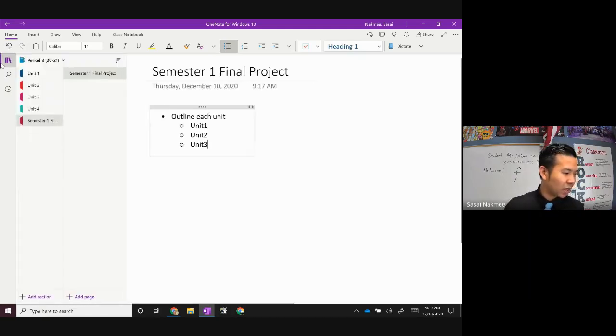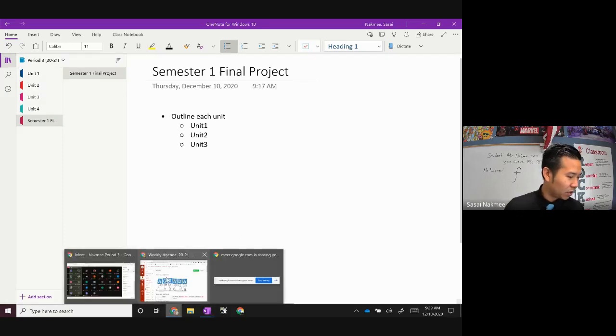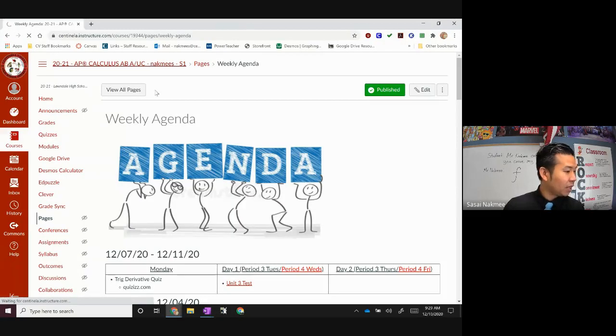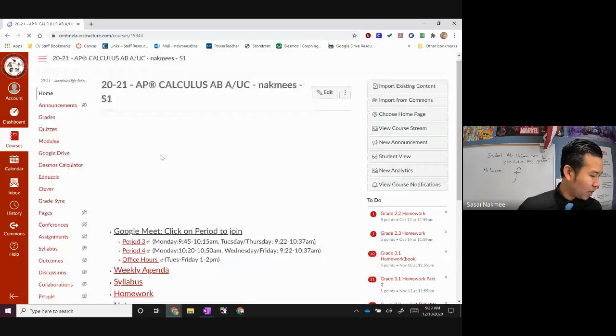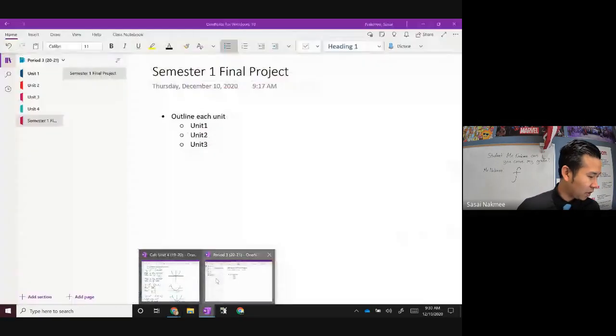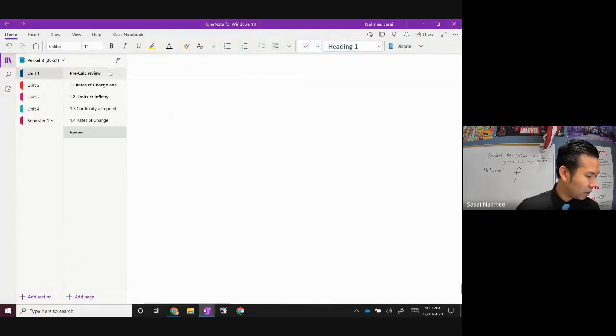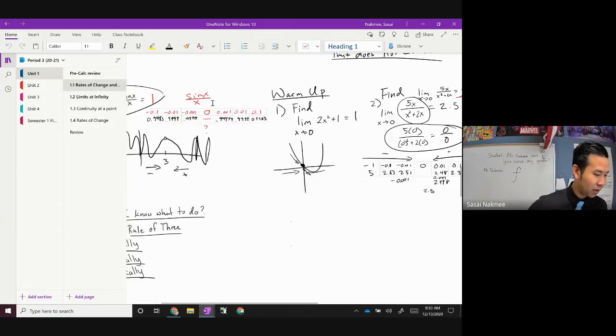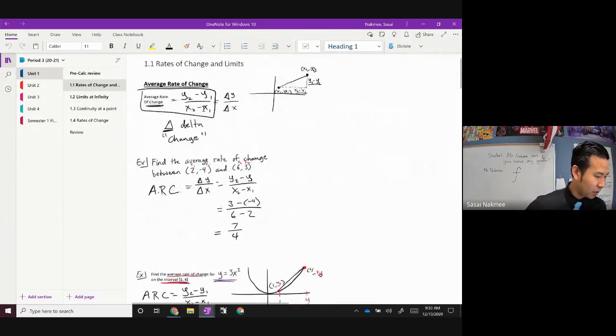So if you're having trouble figuring out what we did in those units, remember all of these units and notes have been posted online. If you go ahead and head over to my Canvas page, if you look at the notes right here under period 3, you actually can gain access to everything that we've written from Unit 1, right? All the sections. What the heck happened here? Oh, that's the review. Yeah, Unit 1, all the topics that we covered from Unit 1 all the way up to Unit 3.